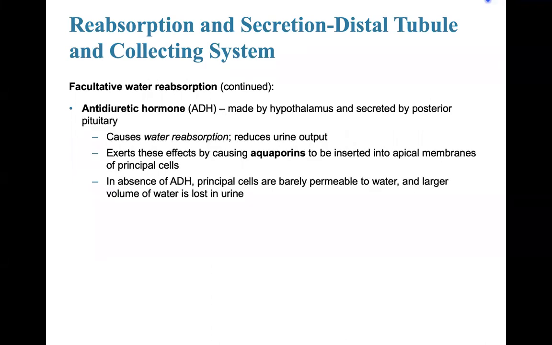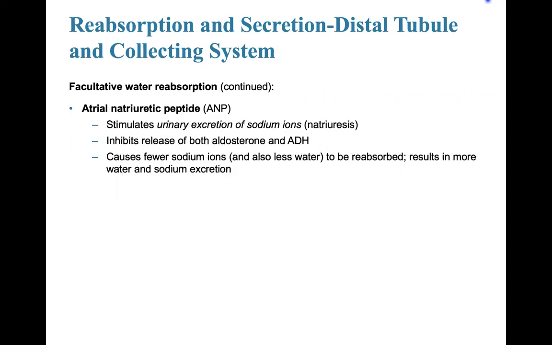ADH is made by the hypothalamus and it's secreted by the posterior pituitary. This causes water reabsorption and reduces urine output. It exerts these effects by causing aquaporins to be inserted into the apical membranes of the principal cells. In the absence of ADH, the principal cells are barely permeable to water, and a larger volume of water is actually lost in urine.